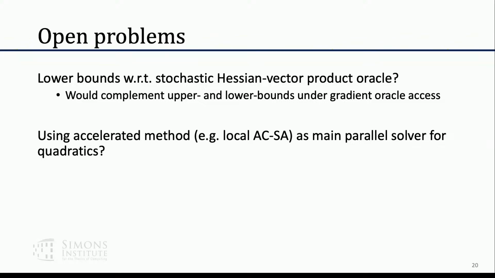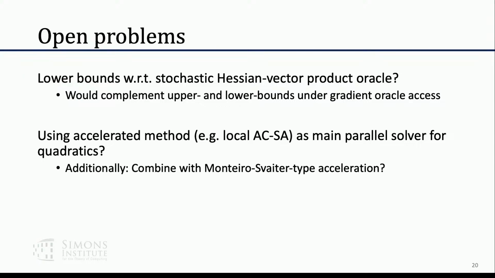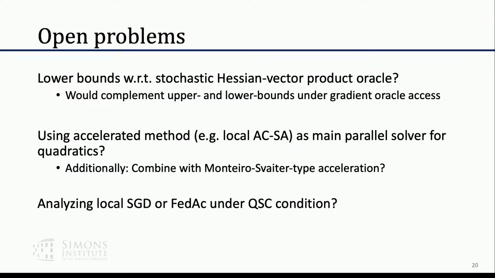Another point that might have arisen in the minds of some is asking whether we can use an accelerated variant, something like local AC-SA rather than local SGD, as the main parallel solver for quadratics. There are some technical issues in the analysis that seem to arise from a naive attempt, but maybe there's something that can be done there. And of course, I'm also interested in considering other notions of acceleration, something like Monteiro-Svaiter type acceleration, something on the outside of these methods that use these quadratic subproblems. And of course, we can go the other way around. We can ask whether local SGD or FedAC could be analyzed under this QSC condition. That doesn't seem to be fully clear.